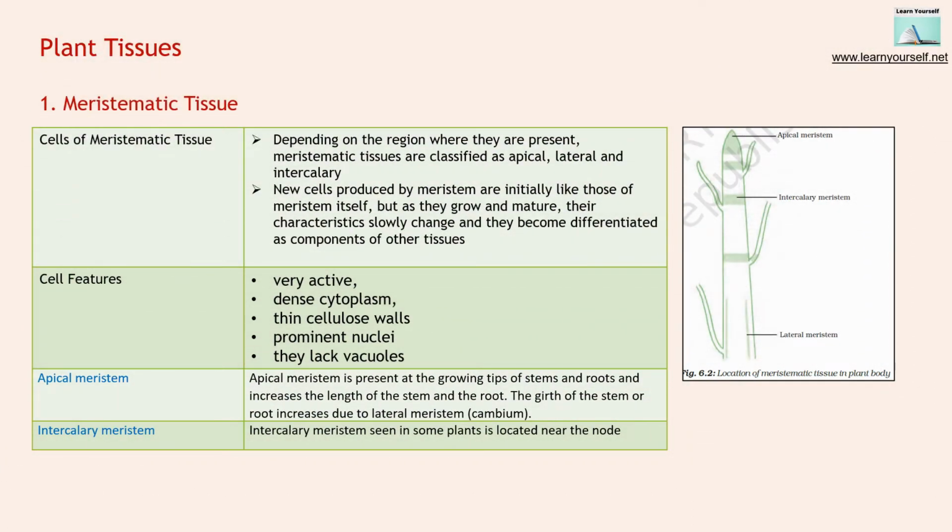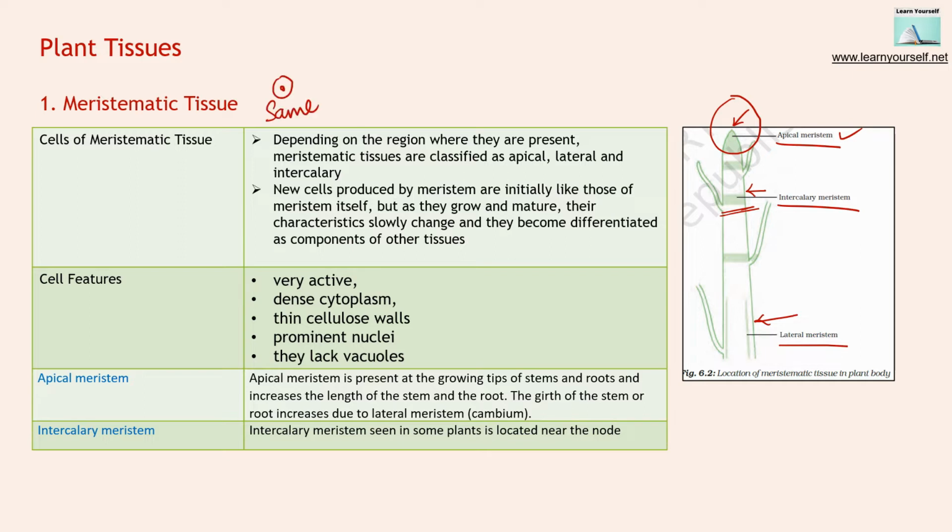Now let us start understanding plant tissues with the very first tissue, that is meristematic tissue. Meristematic tissue is further divided into three types: apical meristem, intercalary meristem and lateral meristem. We have given these names based on where they are located. If they are at the topmost region, it is known as apical meristem. If they are in between or at the nodal region, it is known as intercalary meristem. And if they are at the lateral region, it is known as lateral meristem.